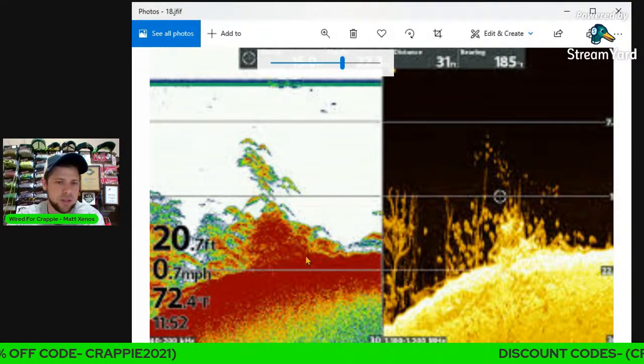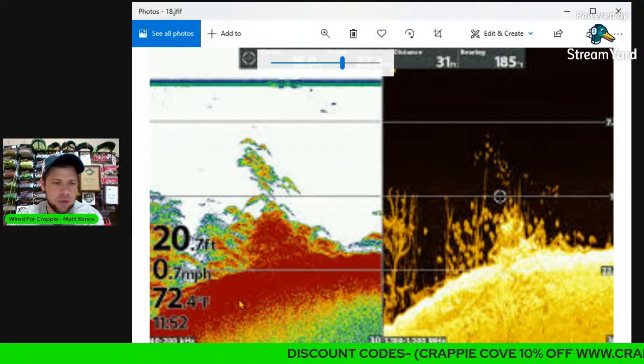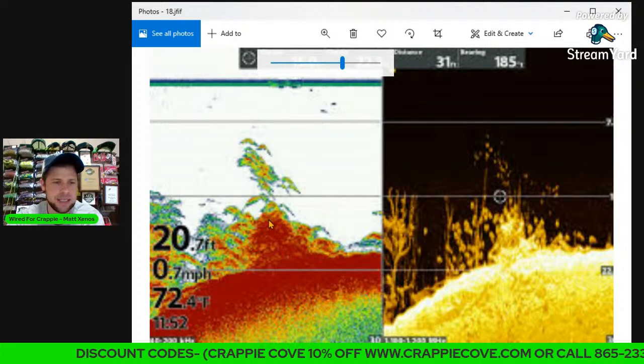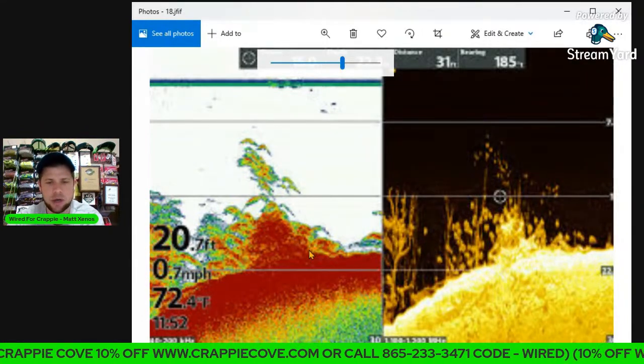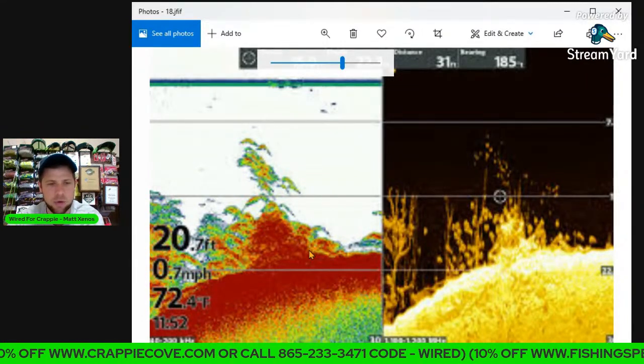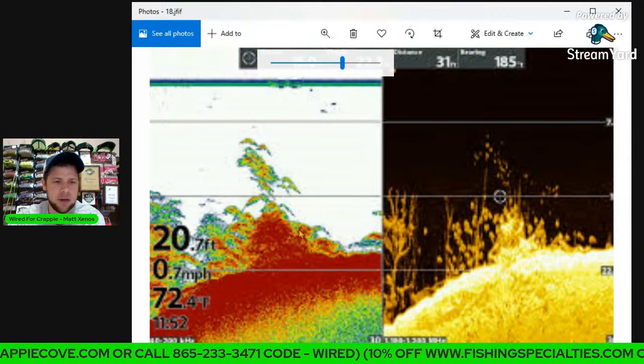Now let's move over here to the standard sonar. Okay. This stump right here, you can see it's red. The red return is the hardest return that you'll get off of standard sonar. That is a very hard return.